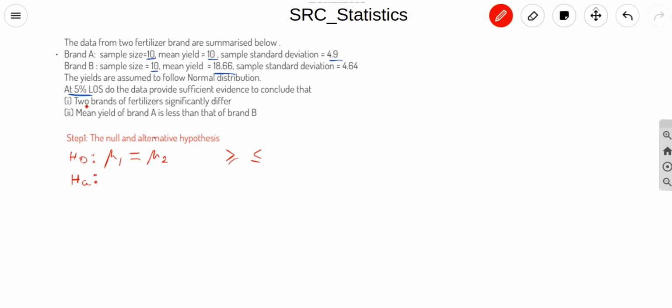What is the question in part A? Two brands of fertilizer significantly differ. That means they are asking whether the two brands differ, that is, the mean yields differ from each other. It is not mentioned whether one is more or one is less. So when this type of question arises, we put the not equal to sign in the alternative hypothesis.